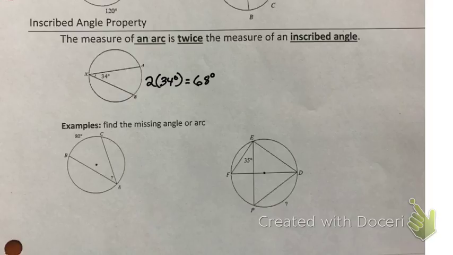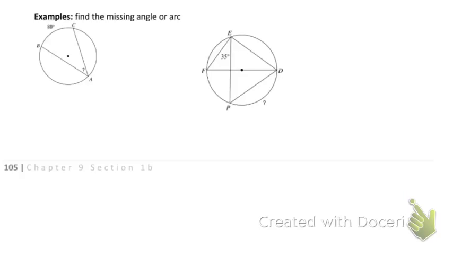All right, let's put that in action. It says find the missing angles or arcs. Can someone tell me what that missing angle is? So that would be the measure of angle, let's call it CAB. Aiden? 40. It's going to be 40, yep. It's going to be half of that 80, which equals 40 degrees. Perfect.